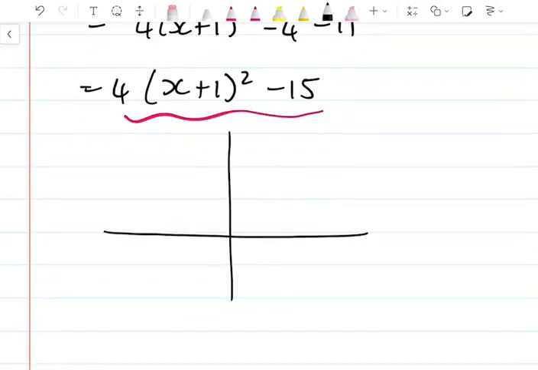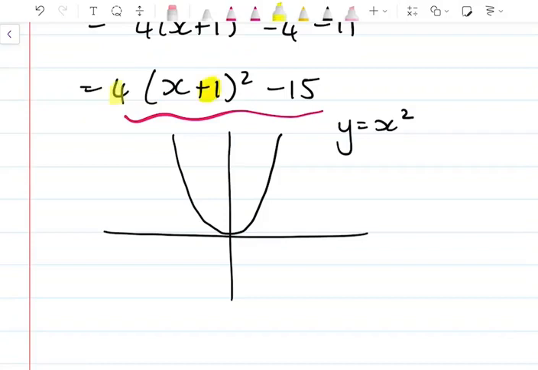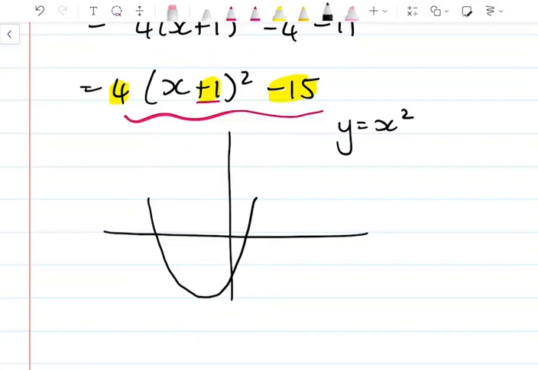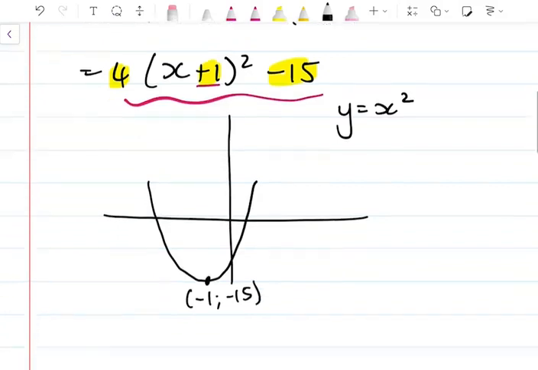But for now, if we just draw a quadratic that is y equals x squared, it looks something like that. And then each of these extra numbers that we add is a specific transformation. So this quadratic has been shifted 1 unit to the left. That comes from the plus 1. And then it has been shifted 15 units down. So that goes quite far down. So our vertex over here is going to be (-1, -15).